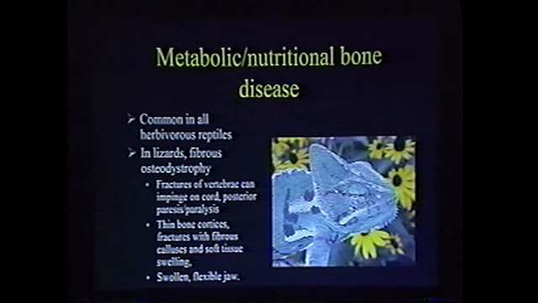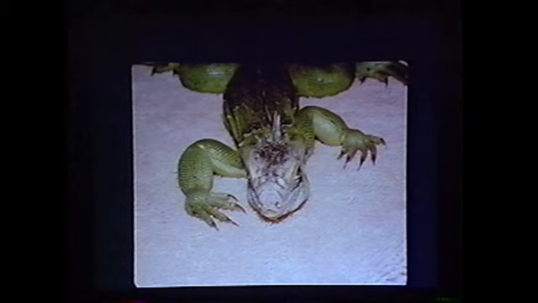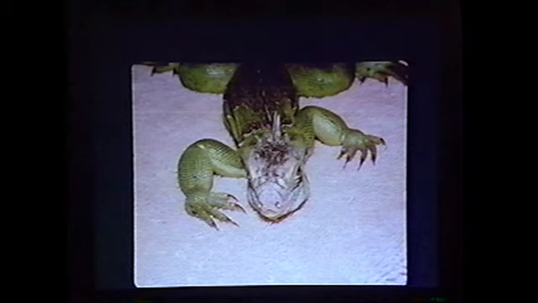Metabolic and nutritional bone disease are common in herbivorous reptiles, and in lizards it's associated with fibrous osteodystrophy. Fractures of the vertebrae can impinge on the cord and cause posterior paresis and paralysis. The affected animals have thin bone cortices and fractures with fibrous calluses and soft tissue swelling. Often, the animals have a swollen, flexible jaw.